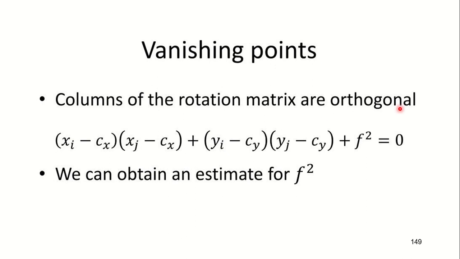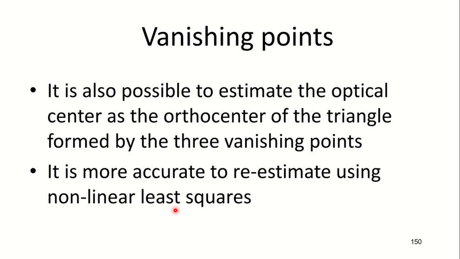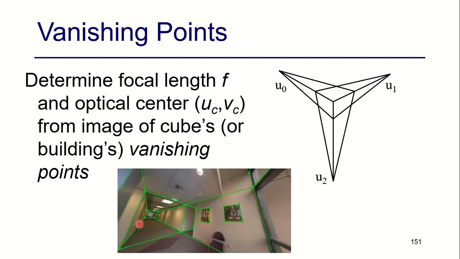The columns of the rotation matrix are orthogonal, therefore (xi minus cx)(xj minus cx) plus (yi minus cy)(yj minus cy) plus f squared equals 0. So we can obtain an estimate for f squared. It's also possible to estimate the optical center as the orthocenter of the triangle formed by three vanishing points. It is more accurate to re-estimate using non-linear least squares, to determine the focal length f and optical center uc, vc from the image of cubes or buildings. This is how you find your vanishing points.